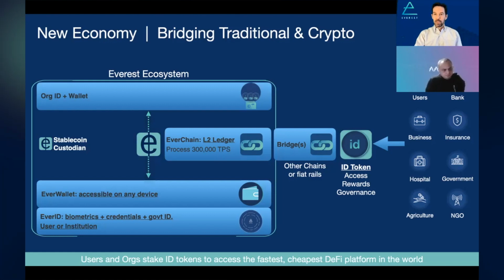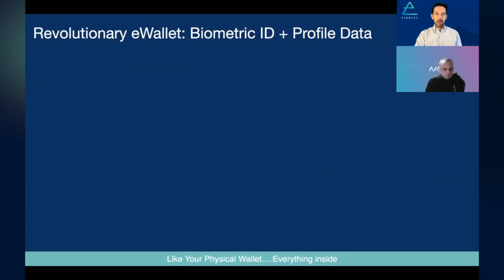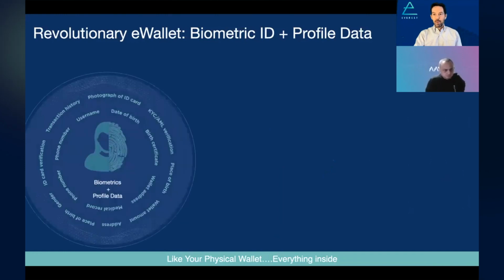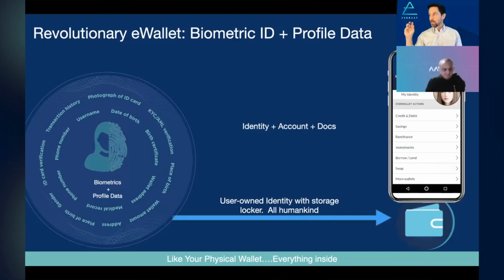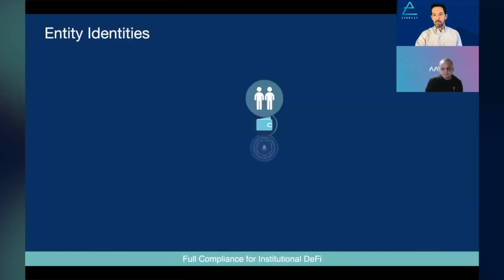So to jump ahead, we started with identity. We take biometrics and everything about the person and do a full KYC. It builds that account. Think of it like a personalized Dropbox with your biometrics, your documents, your credentials, and your money or your crypto, right? This is where it gets really interesting.